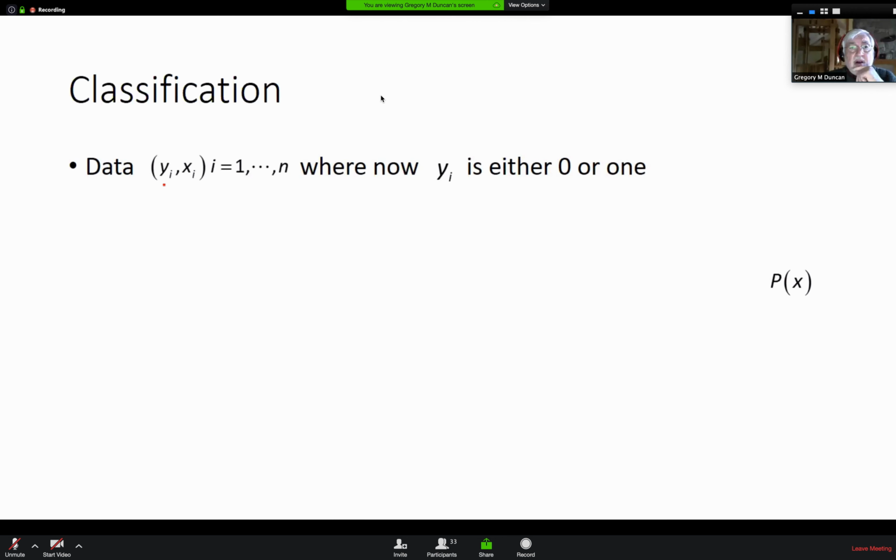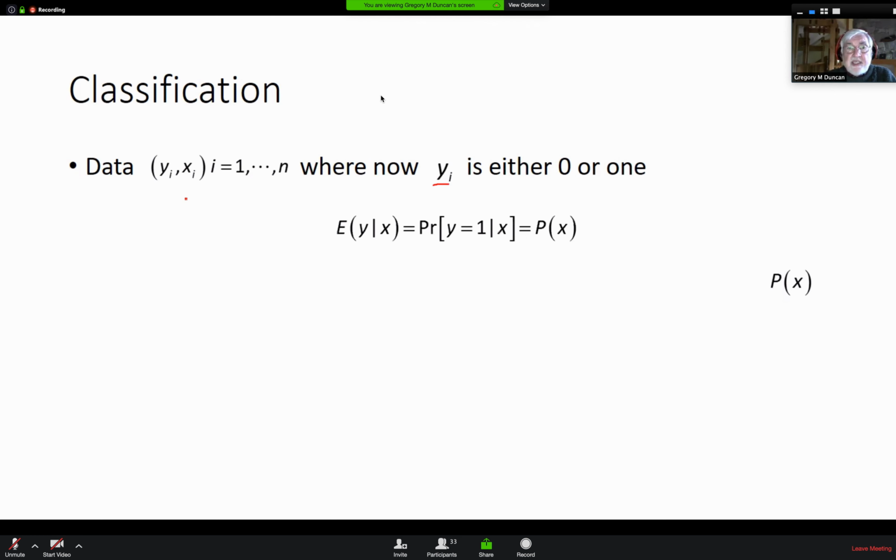So our data are now of the form yi, xi, i equals 1 through n, where now the yi's are equal to 0 or the number 1. This is considered now a label. So here are your economic variables, and here is whether you purchased or not. Here is whether you work today or not. Here is whether you work from home or not, and so on.